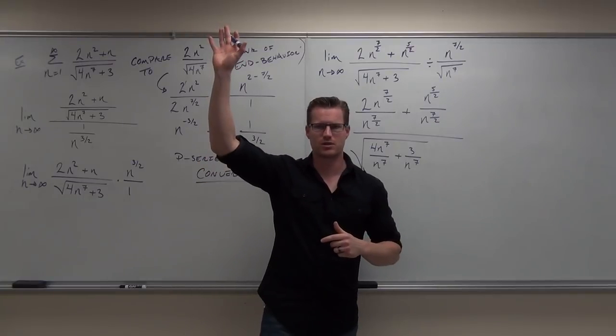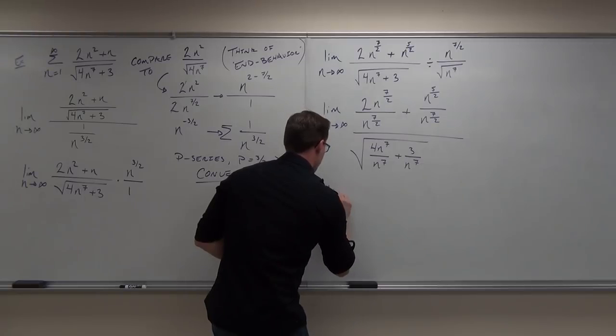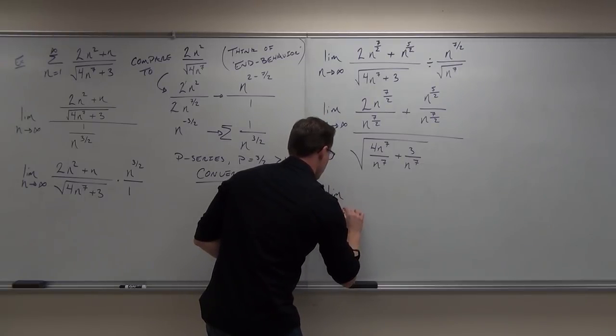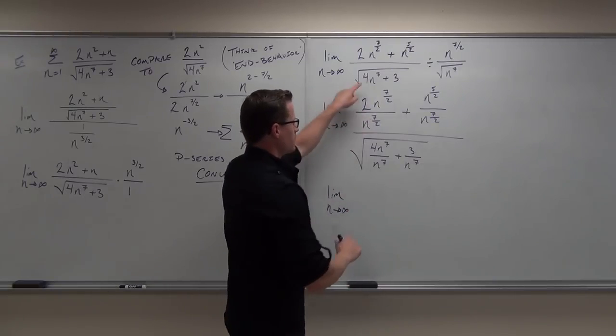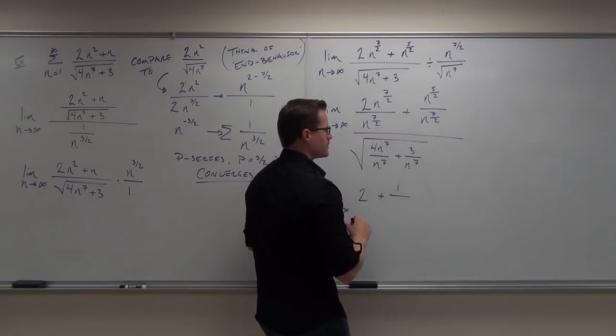Show hands if you feel okay with the algebra there. Let's simplify it. So we have the limit as n approaches infinity. How much does this give you? 2, plus 1 over what? 0. 2.